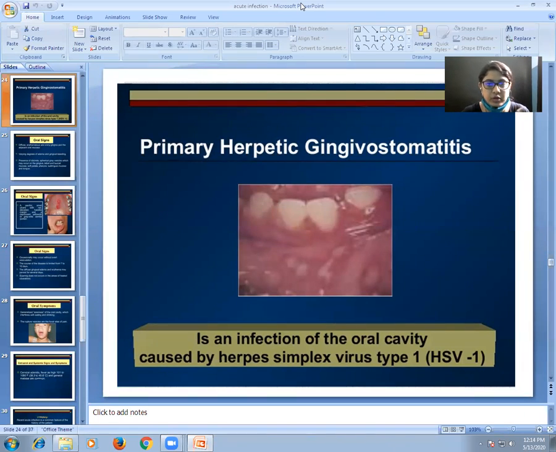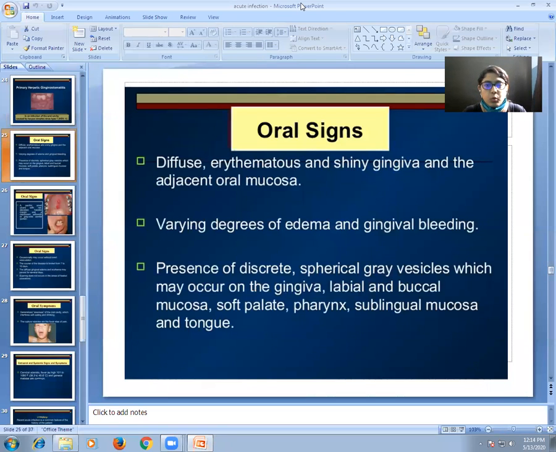First we discussed acute necrotizing ulcerative gingivitis, which is a bacterial infection caused by bacteria. And this second disease is primary herpetic gingivostomatitis, which is a viral disease caused by the herpes simplex virus, that is HSV-1. So there are oral signs and symptoms.